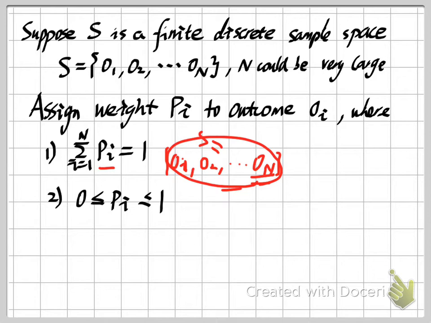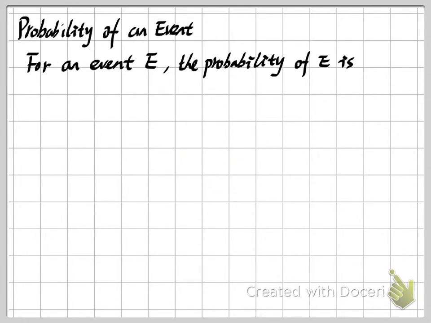The next thing is that for a sample space, we also have events as subsets of the sample space. How can we get the probability of a subset? Assume the event is denoted by E, then the probability of E is denoted by P(E). The answer is the sum over all the i which give us O_i in E of P_i. So what does this mean?